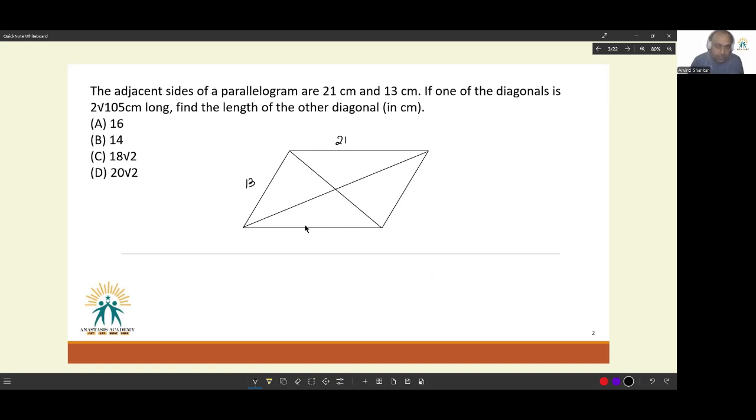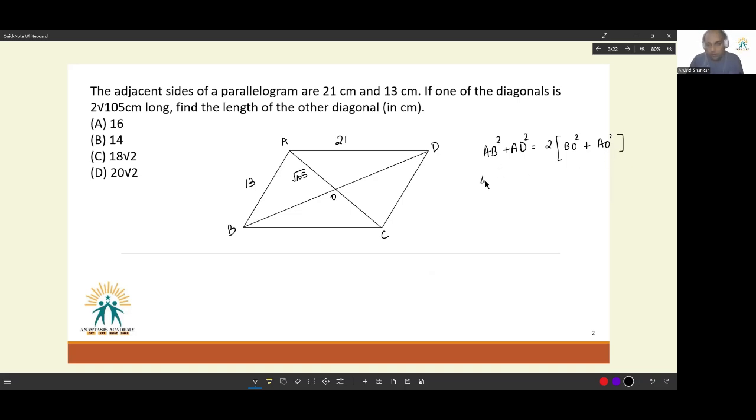We know diagonals in a parallelogram get bisected. So this length here should be root 105. Now look at triangle ABD and O. Can you see for triangle ABD, AO is the median. AO is the median, and therefore we can happily apply Apollonius theorem. We will have AB square plus AD square is equal to 2 times of BO square plus AO square.